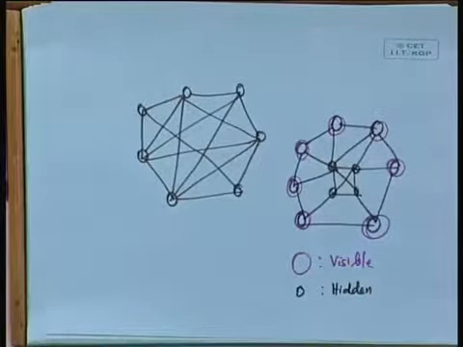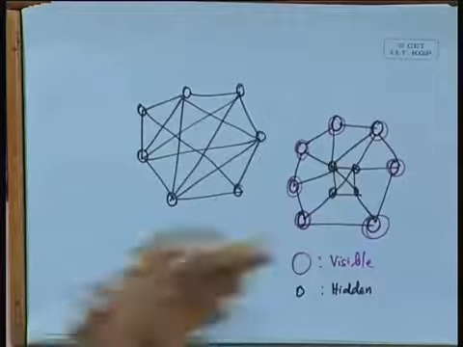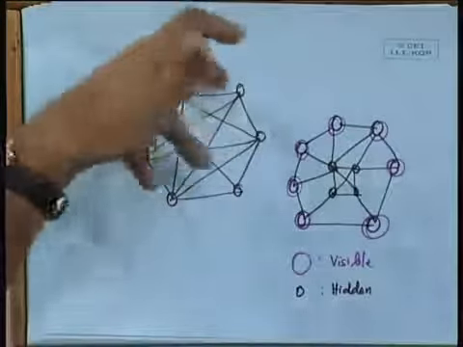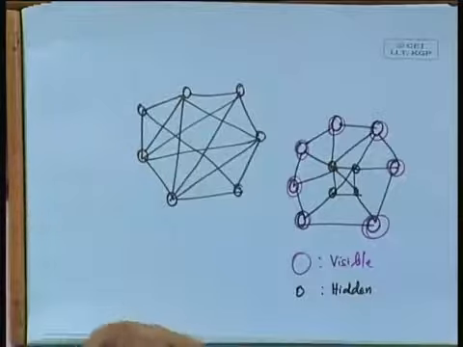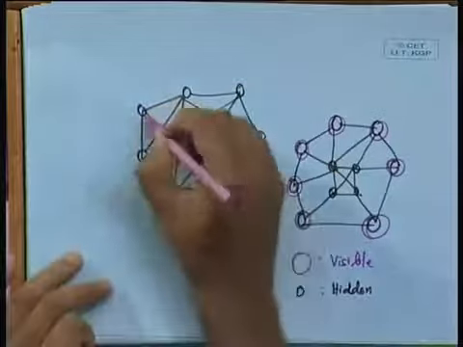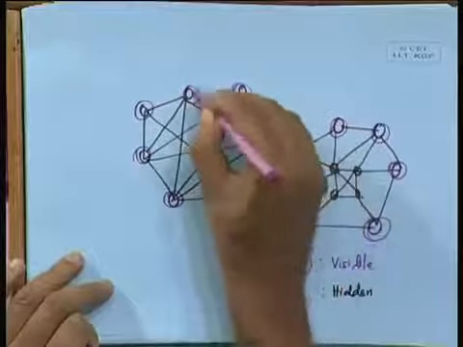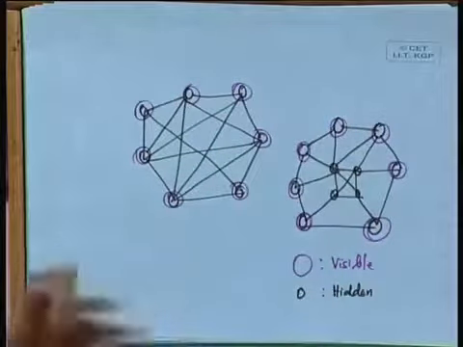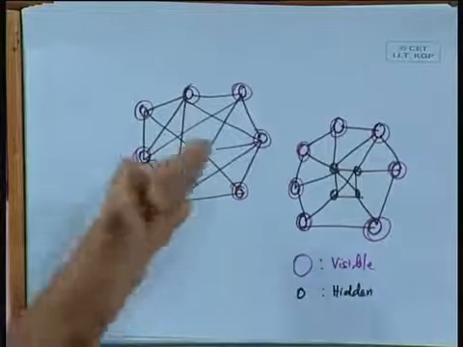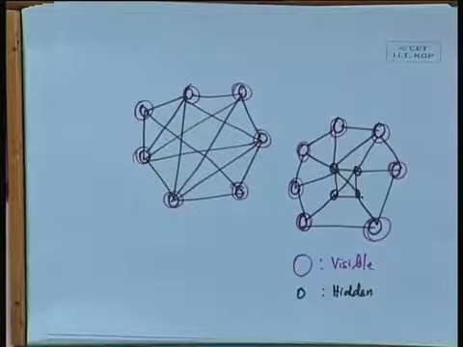But what I want to discuss is, for example, we may have a Boltzmann network where all the neurons in the output layer are visible. All the neurons themselves are visible. So, there is no hidden layer in this Boltzmann network that I have drawn.